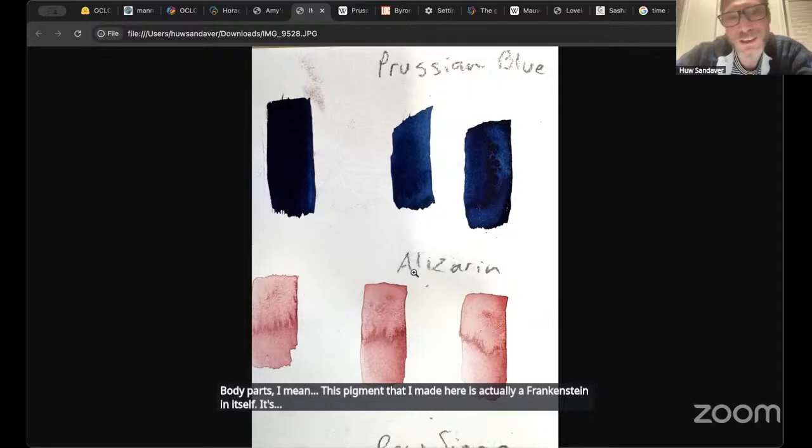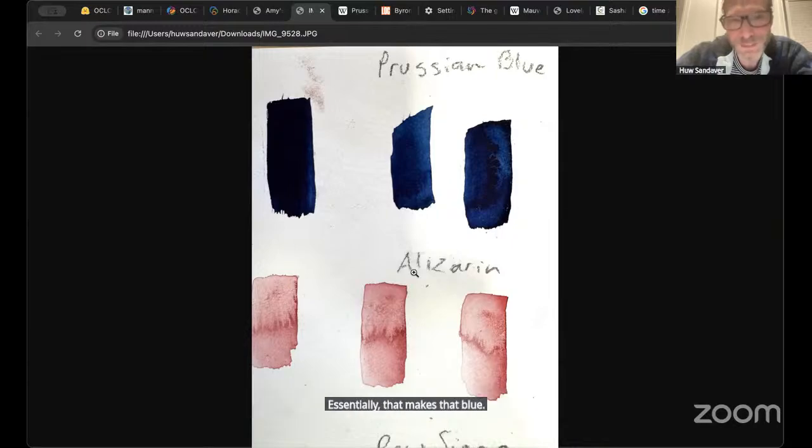It's rabbit glue and blood, essentially, that makes that blue pigment.